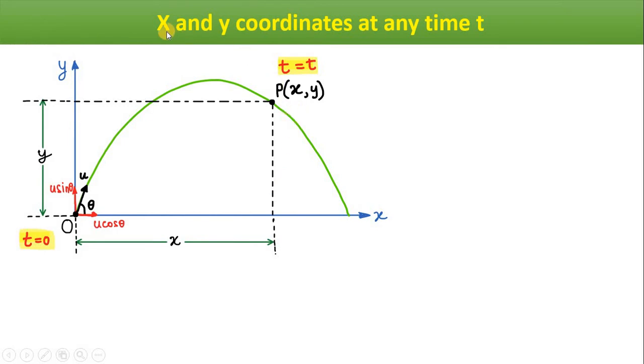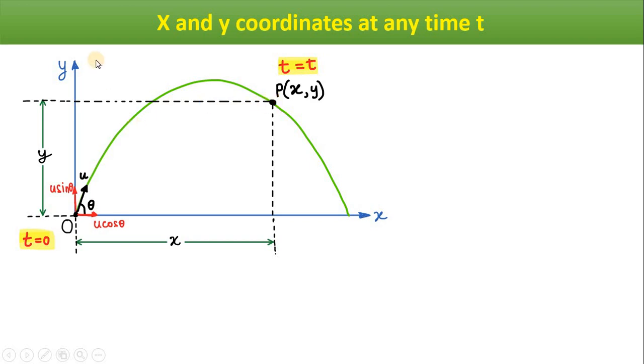Yes, x and y coordinates at any time t. See, the projectile was thrown from the ground here, and as it is moving, you can see that its x coordinate is changing, isn't it? Though the particle is moving along this curved path, its x coordinate is increasing along this x direction. Similarly, its y coordinate is first increasing and then again coming back to here, right?